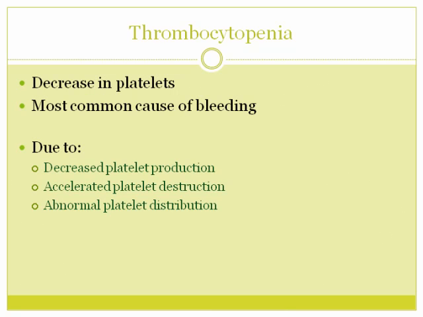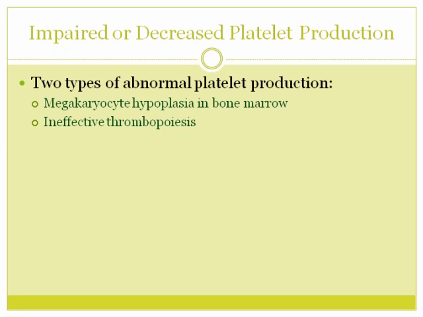All right, so let's start with thrombocytopenia. The word itself just means a decrease in platelets, so we're going to be less than 150,000. It's the most common cause of why somebody might have bleeding. And again, it's due to decreased platelet production, or your platelets are getting destroyed, or they're just not getting distributed correctly. So let's first start with our decreased platelet production.